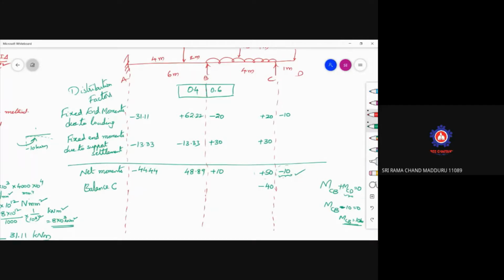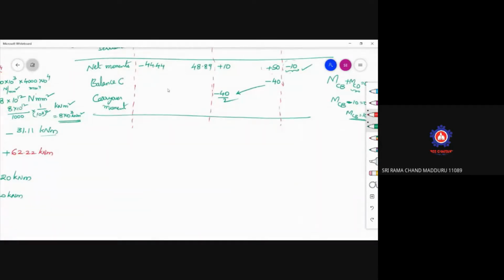When I am balancing C, carryover moment will be there. So the carryover moment is to be carried to the far end, which is minus 40 by 2. Now write down the net moments. So when you are writing the net moments, this is plus 10, this is minus 10, here this is minus 44.44, this is 48.89, this is minus 20, plus 10, minus 10.